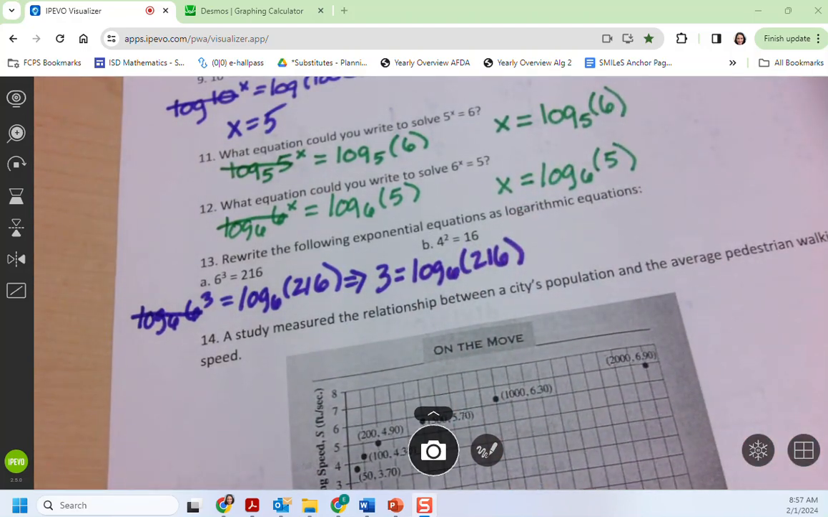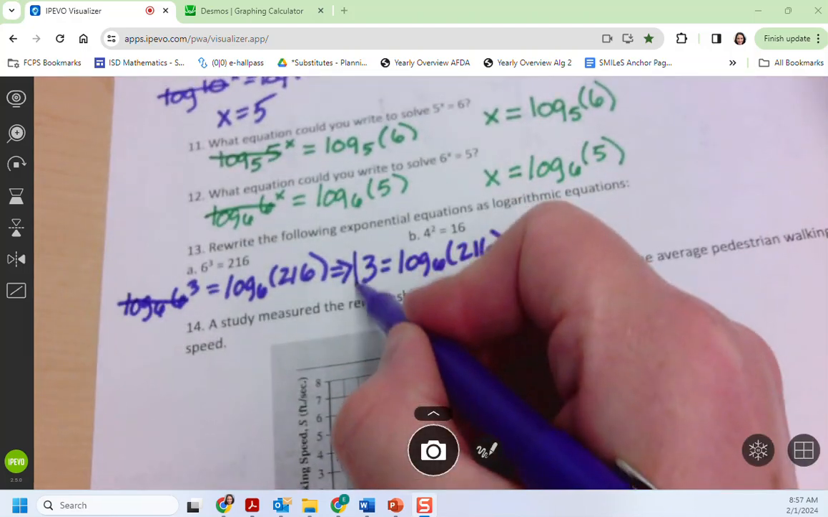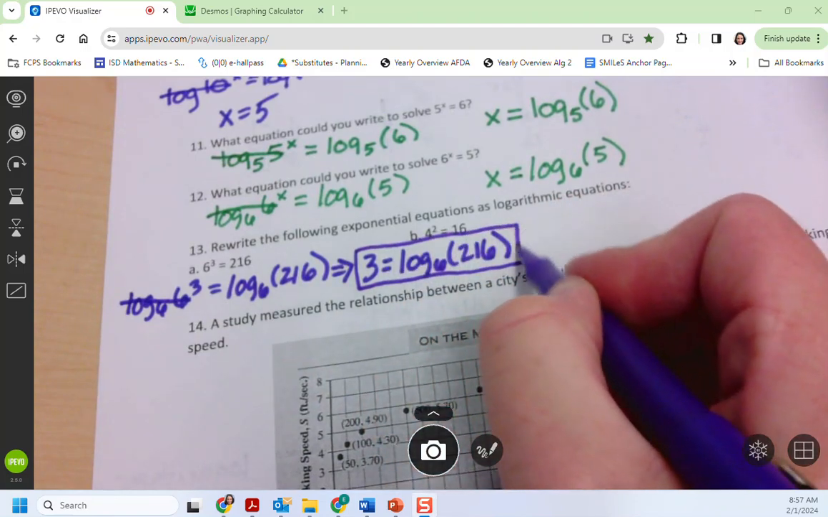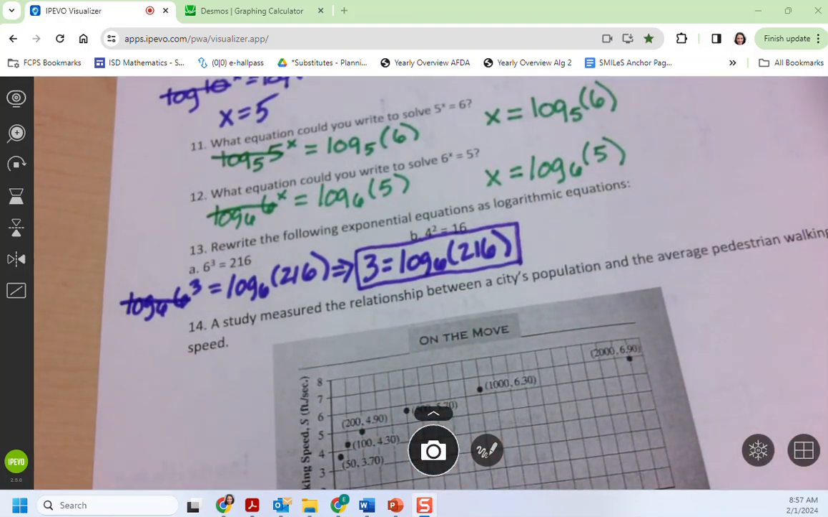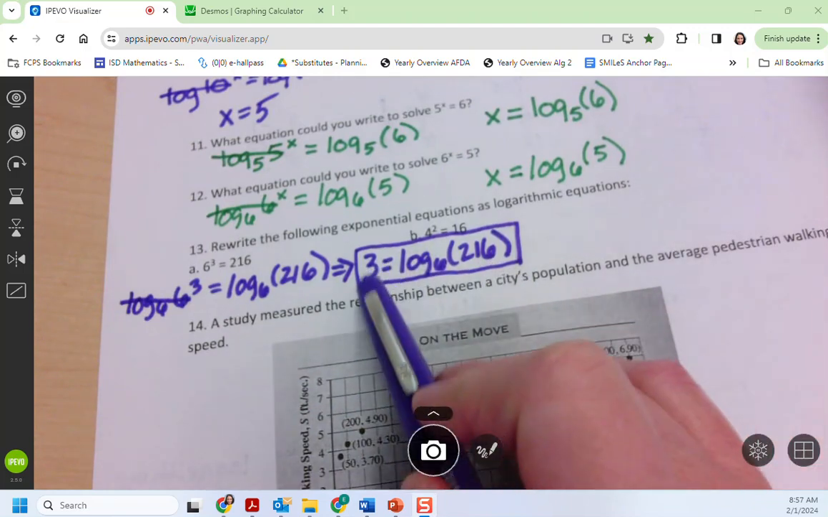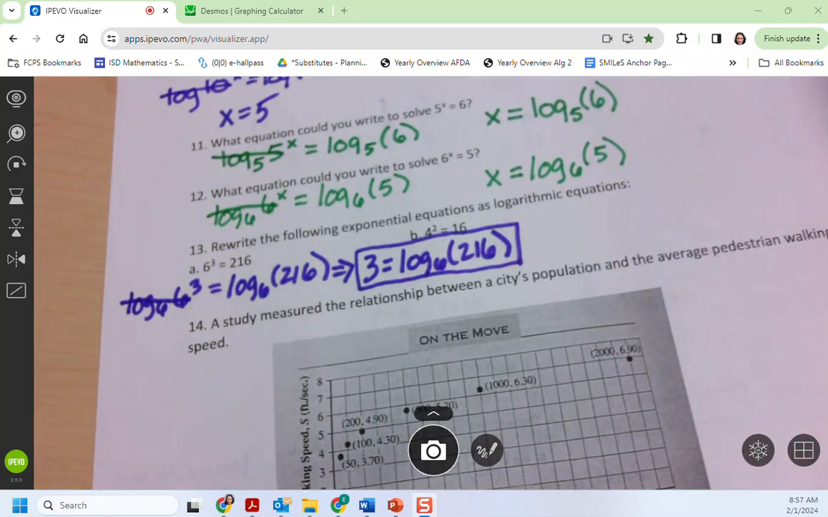All right, now I want you guys to do B. So the 3 is not included, right? So the 3 would not be typed into Desmos. If I wanted to check if this was true, I would type log base 6, 216 in Desmos, and I should get 3 as the answer. So the answer to a logarithm is the exponent. All right, do B right now.